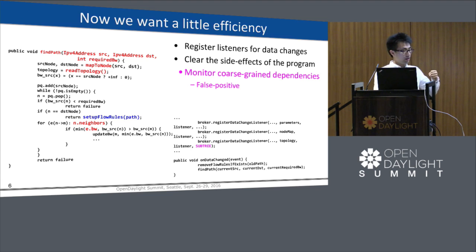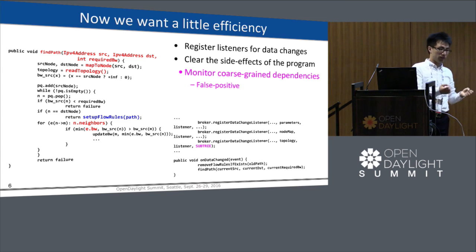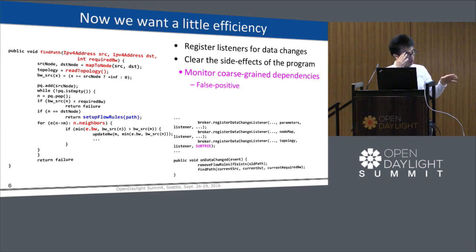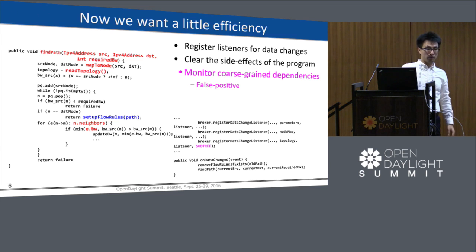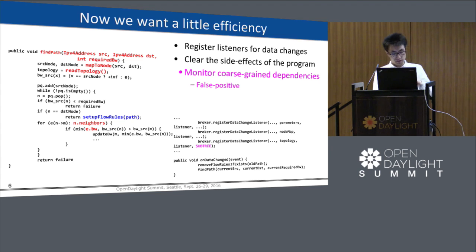Now we try to improve its performance, because when we are listening to the data changes, we register for the more coarse-grained data dependency, which we identified when we start to write the program. But during the execution, the program does not necessarily touch all of the data in the data tree. In that case, some of the notifications may be false positives. They don't actually affect the result of your program, but you still have to execute your program and clean up the side effects to maintain the data consistency.